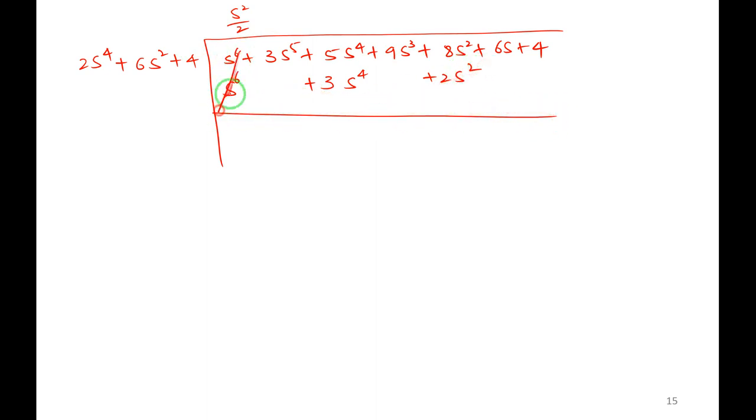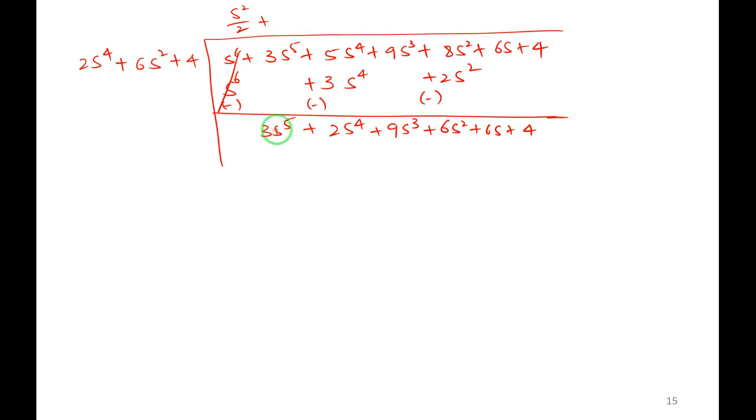Subtract it, this will vanish. So 3s power 5, take it as it is. 5 minus 3, 2s power 4 plus this 9s cube as it is, plus 8 minus 2, subtract it, right? So 8 minus 2, 6. So we are subtracting. So 6s square plus 6s plus 4. If any other method, you can go for that, or else you can use this method.